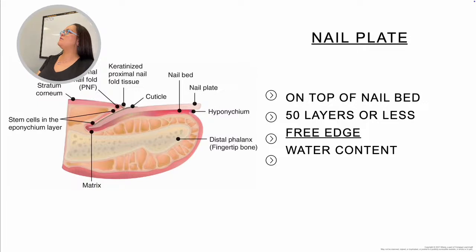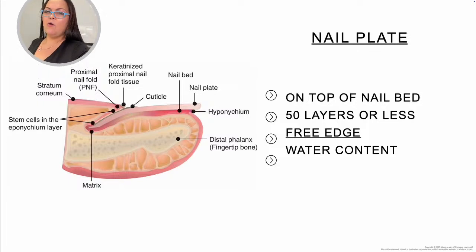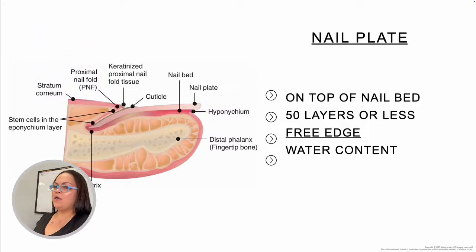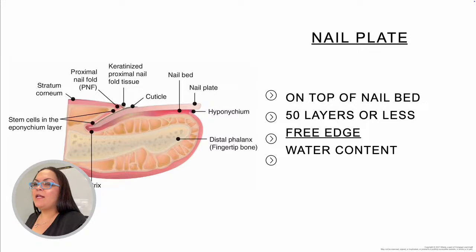So the next part of the nail that we're going to discuss is the nail plates. The nail plates, all right? What is the nail plate? Where is it, and what is the purpose of it? It's on top of the nail bed. Okay, so it is the most visible and functional part of your nail.